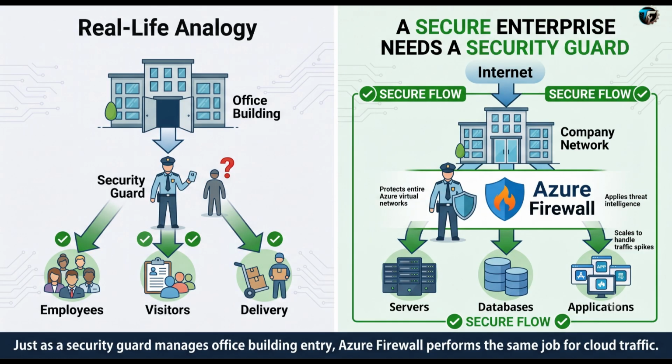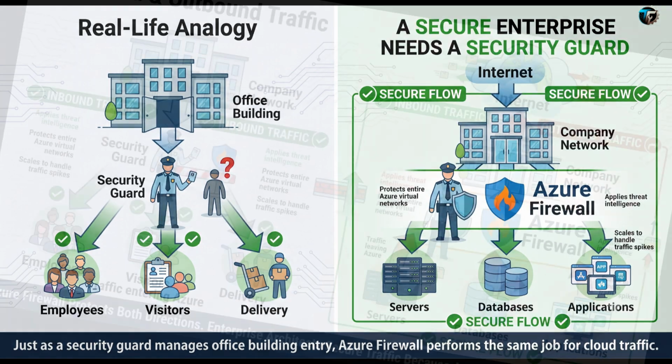Think about an office building. Everyone entering passes through a security guard. Visitors are checked. Employees are verified. Suspicious people are denied entry. Azure Firewall performs the same job for cloud traffic.